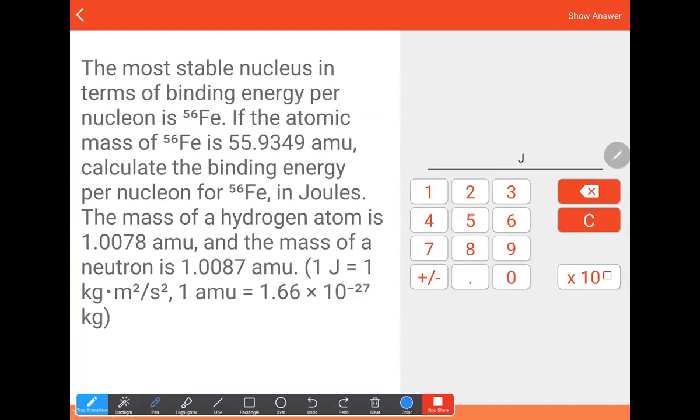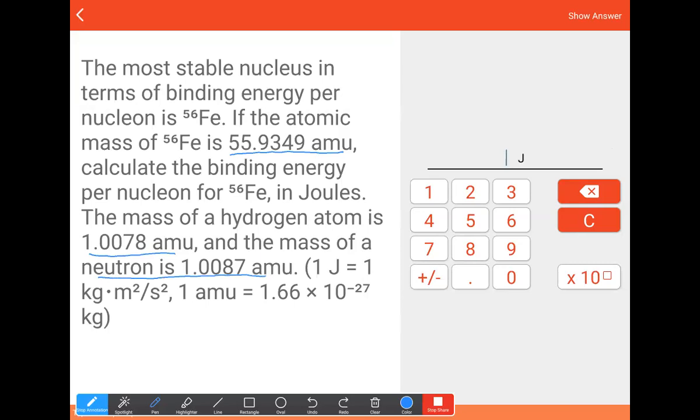Okay, we have a binding energy per nucleon question here. We're given the atomic mass in AMU. We're also given the mass of each hydrogen atom, so a proton and an electron, and then the mass of a neutron. What we're going to start out doing is, okay, well, first, what is iron?